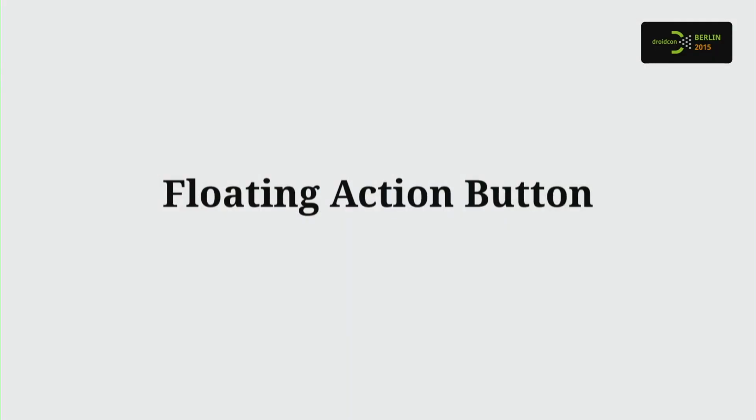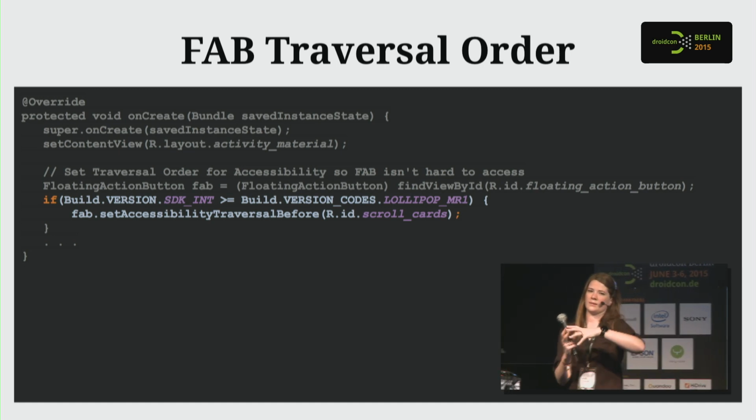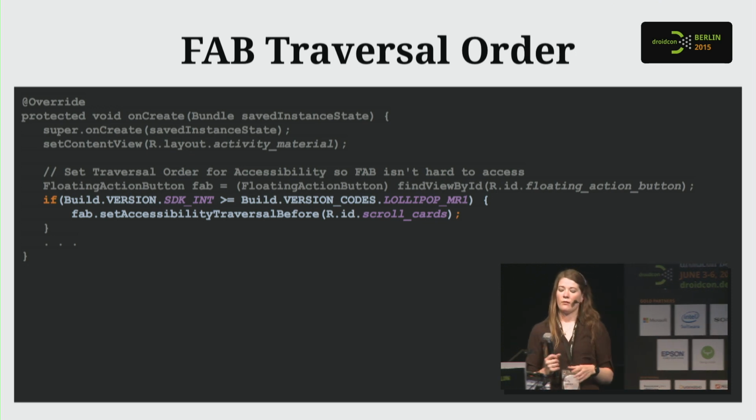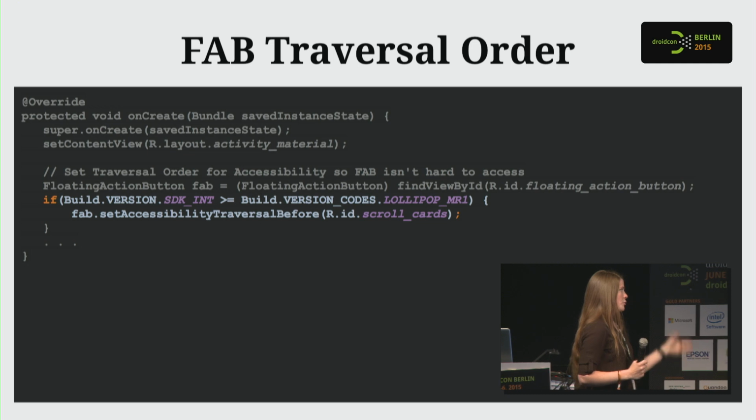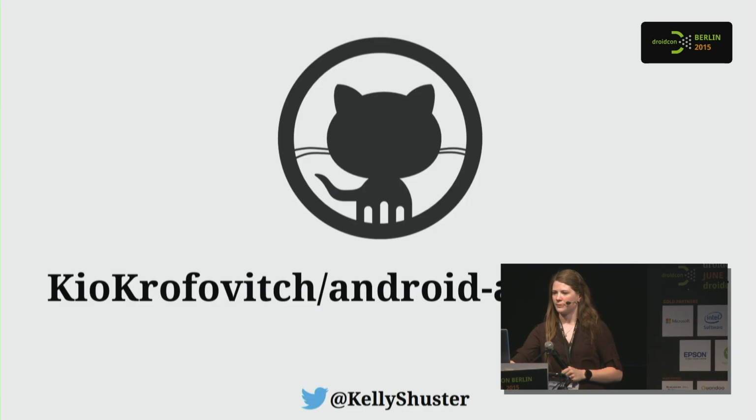You can change the traversal order for accessibility. You might be thinking, why can't you just set like next focus order? Unfortunately, when you do that in XML, it does not translate to accessibility, so that never worked in the past. There is a new way. It's only available for API 22 and above, but you can still do it. So for the floating action button, here's the important part: set accessibility traversal before scroll cards. So the scroll cards is my scrolling list view layout. That way, after you read through the action bar, you'll be able to hear the action of your floating action button, and then you can go through the normal list view order.